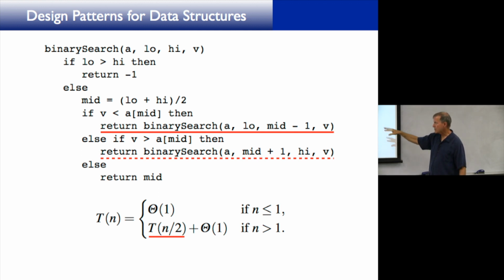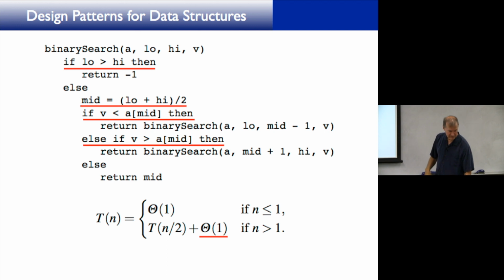And then what about all the other stuff? All this other stuff is big theta of 1. Now, does everybody see this? It's all the other stuff. Like in order to get to one of those, you have to do the if low is greater than high, then you have to calculate the mid, and then you have to calculate an if statement, and maybe you have to calculate another if statement. So it could be like 1, 2, 3. It could be 4, maybe 5. But whatever it is, it's big theta of 1. Are you with me on that?